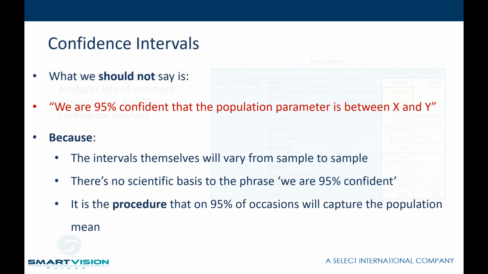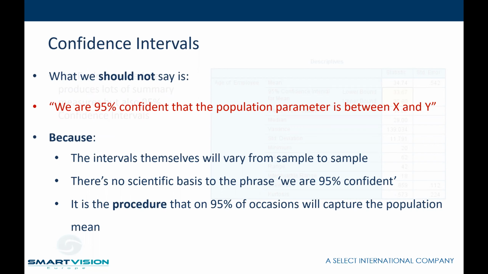That's because the intervals themselves vary from sample to sample. And there's no real scientific basis to the phrase "we are 95% confident" in this context. It is the procedure that on 95% of occasions will capture the population mean. It's almost as if we're saying we're 100% confident that on 95% of occasions, this procedure will capture the population mean. That's what we're saying, really. And it's almost like the confidence is in the procedure, not in the actual specific intervals themselves.